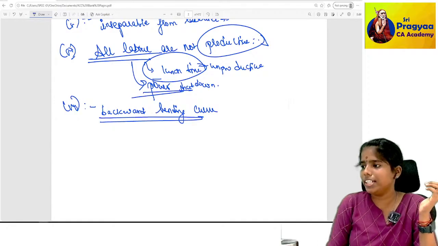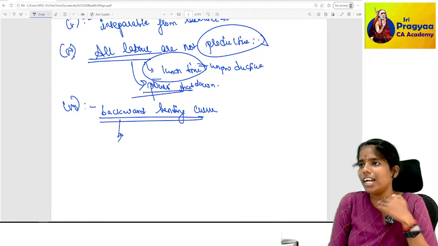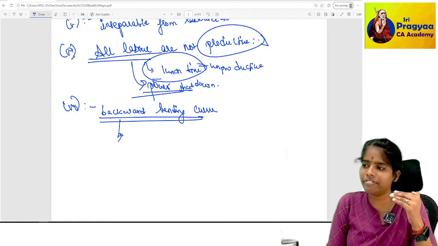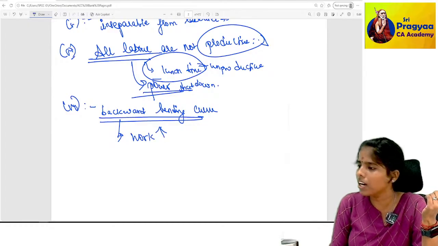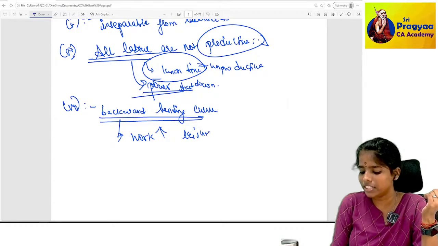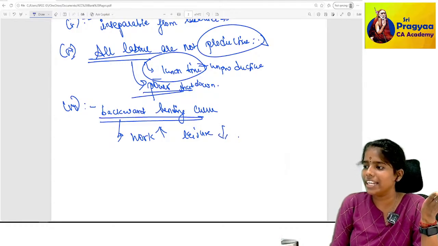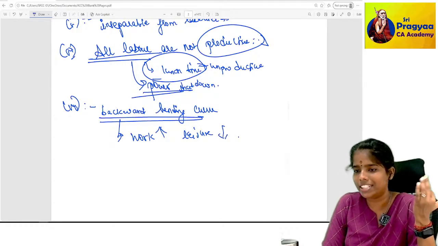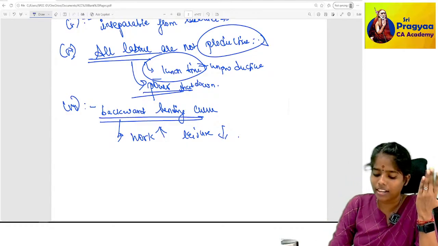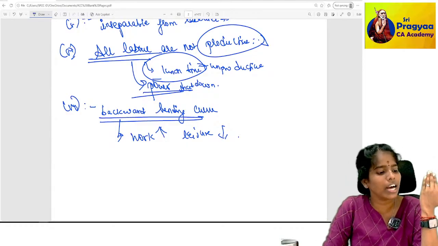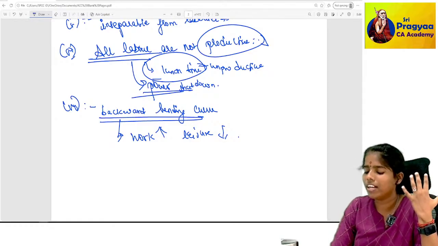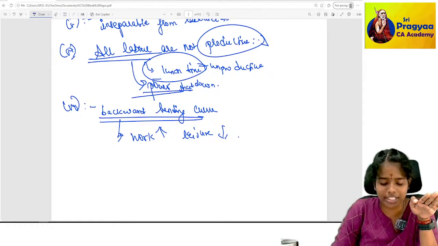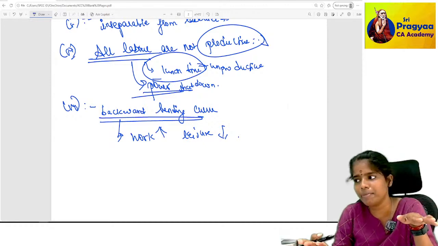Why backward bending? When I start my work, when I am a fresher joining a place, I will prefer more work and less leisure time because I want to increase my wealth. I will have the desire to earn more money. For that I will work more and more. I want to work harder. I want to earn more money and I want to save for myself. So in this time my leisure activities will be less, but my work will be more.